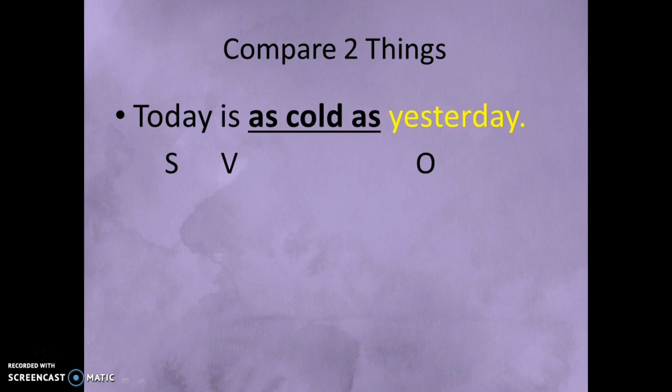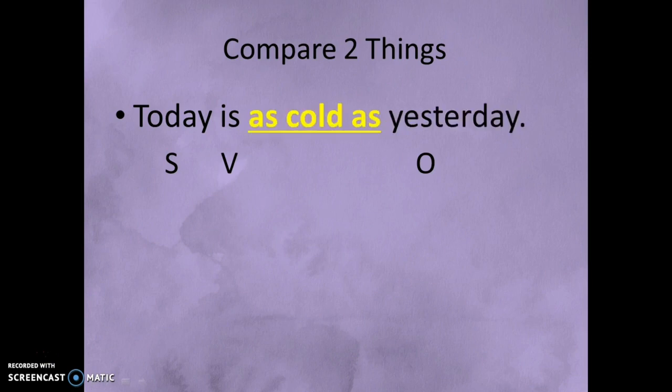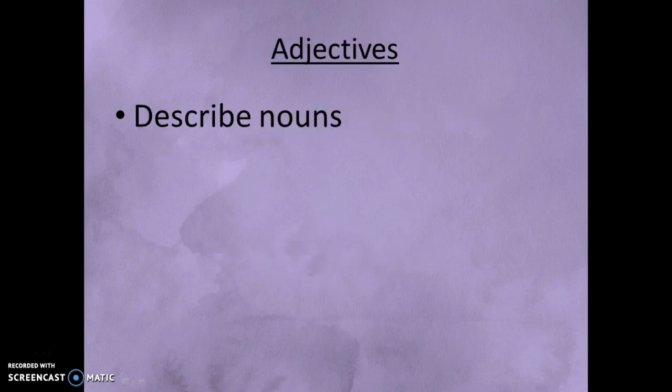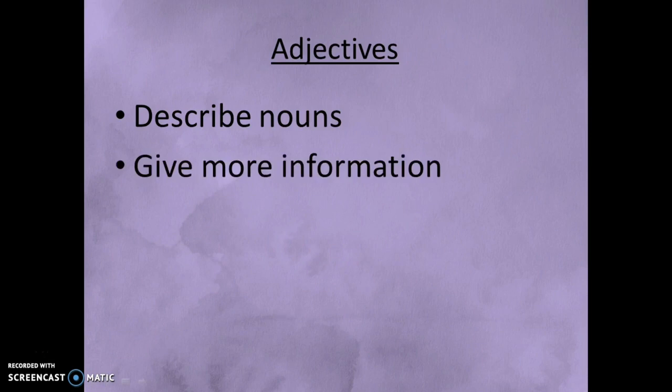But what about this middle section here? As cold as? Well, if we break that apart further, we could see we have the word as, then we have something in the middle, and then we have as again after it. So what's that word cold? What part of speech is that? Well, it's an adjective. Now, let's remember what adjectives do. Adjectives describe nouns, and they give more information about those nouns.